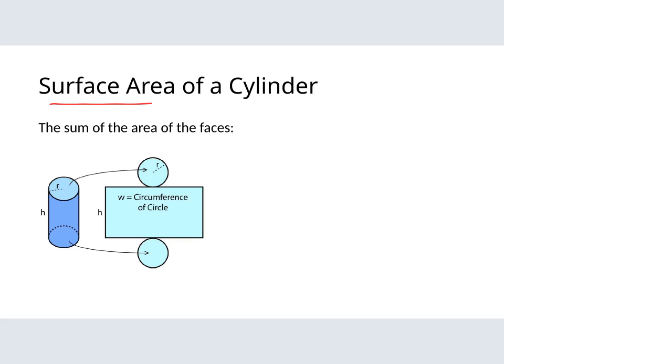So if we want the surface area of this cylinder, let's see, area of a circle. We've looked at that already. The area of a circle is pi r squared. And so as far as the area of the top and bottom go, I'm going to have pi r squared on the bottom plus pi r squared on the top. That takes care of this part and this part.